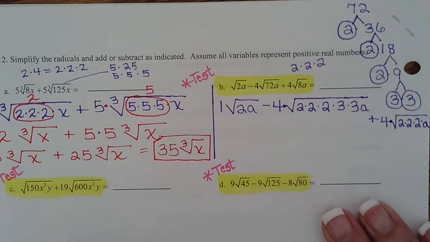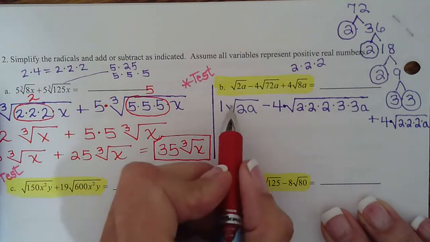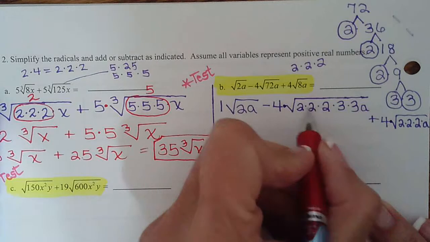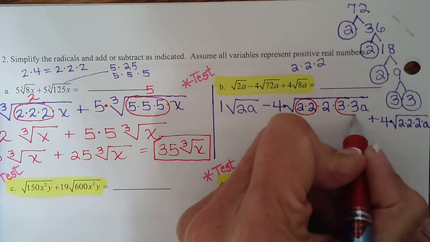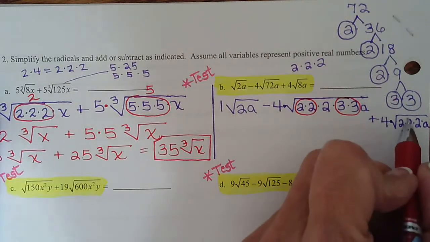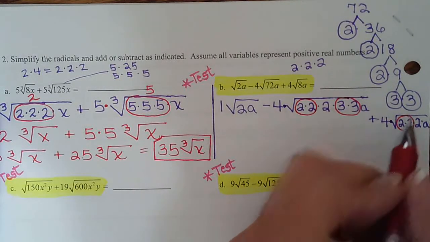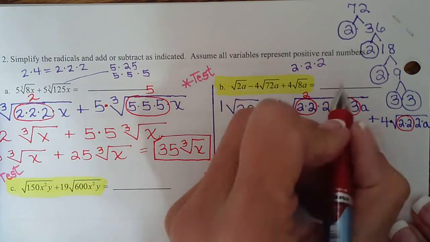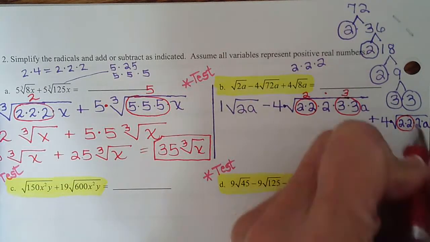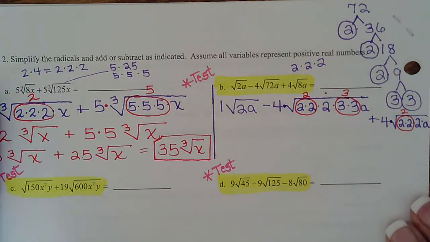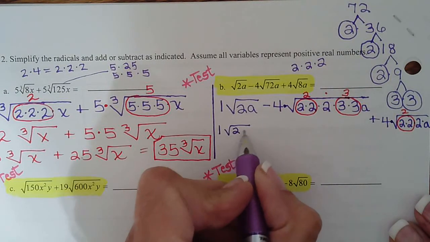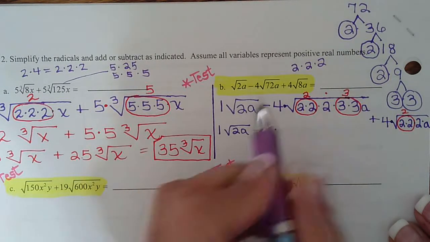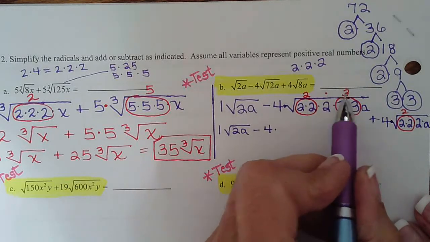So notice the index is 2. That means I'm circling pairs. No pairs there. Here's a pair. Here's a pair. And on the last radical, we have a pair as well. Remember, this is going to come out as 2. This is going to come out as 3. And this will come out as 2. So then we'll have 1 radical 2a minus 4 times 2 times 3.